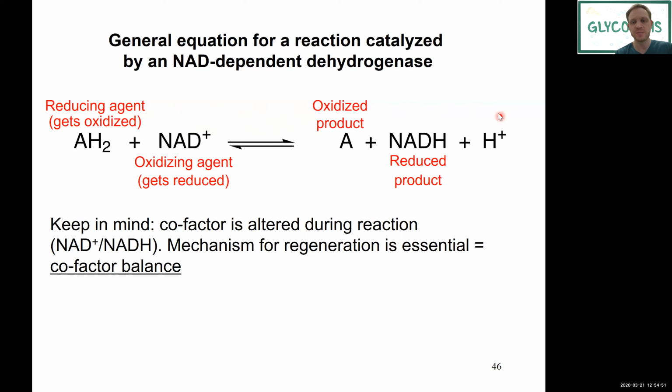Okay. As we said before, this is one of the examples where our cofactor is altered during the reaction. So it is critically important that we regenerate NAD plus. Otherwise, this reaction cannot occur anymore if you run out of NAD plus. What is important to note is that this doesn't have to happen in this particular reaction. It can happen in another enzyme reaction and you get NAD plus through that. It can even happen in another pathway. Again, we'll see examples of that.